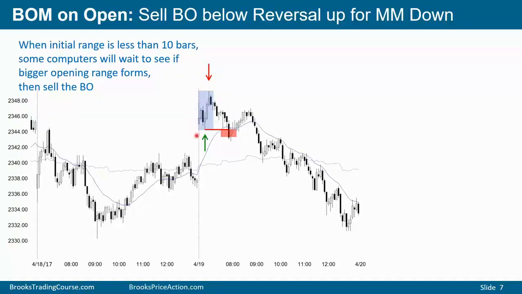When the range is small like this, in terms of the number of bars, here it's only 7 bars. We've had a reversal down and a reversal up in 7 or 8 bars. A lot of times traders think that the range has to grow. They're not eager to sell below the low, especially since this is a double bottom bull flag.